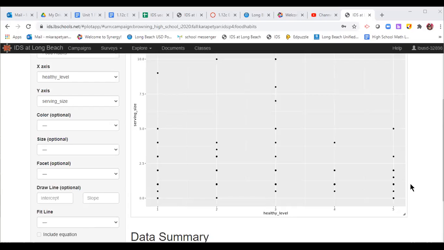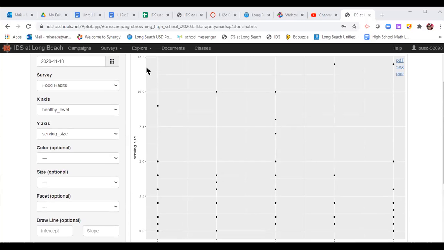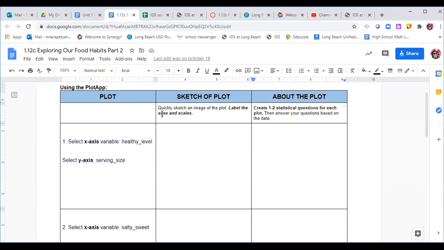And then you want to take a screenshot of this, absolutely. Okay, so you're going to take a screenshot of this, and you can make this yourself on your plot app, right? I'm using the same data that you're going to be using. You're going to place that right over here. And then you're going to create 1 or 2 statistical questions for each of the plots. Then answer your questions based on the data.